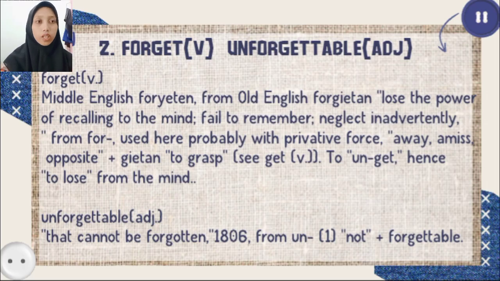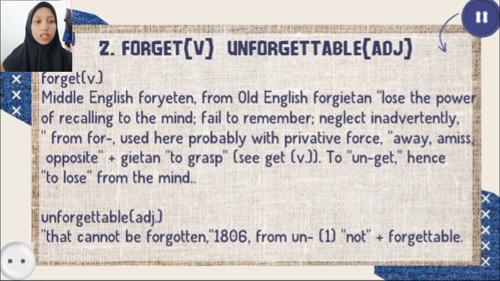And then number 2 is forget and unforgettable. Forget is a verb and unforgettable is an adjective. Forget, verb, Middle English origin, from Old English forgietan, lose the power of recalling to the mind, fail to remember, neglect inadvertently, from for, negative, used here properly with the privative force, away, amiss, plus gietan, to grasp, see get, verb, to get hands on, to lose from the mind.